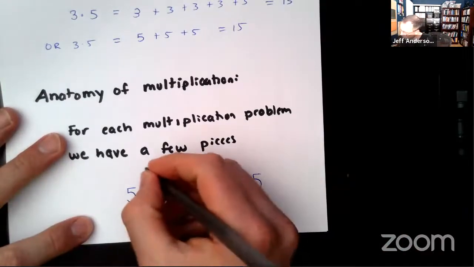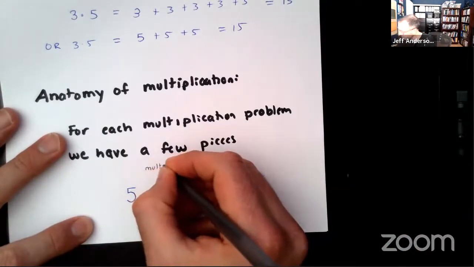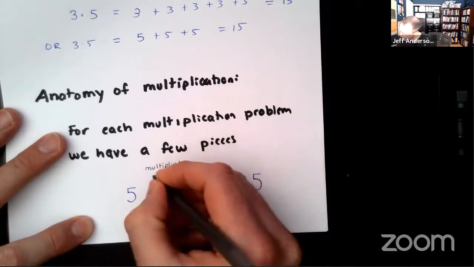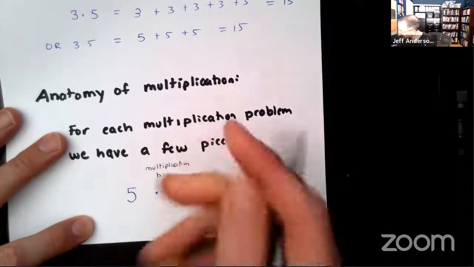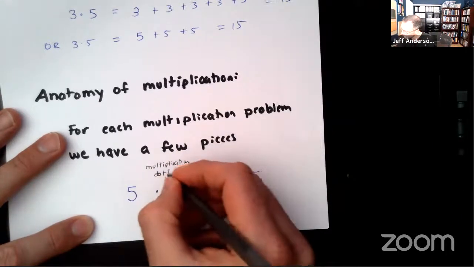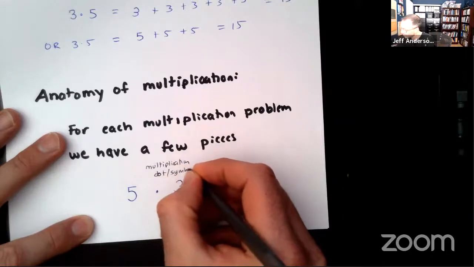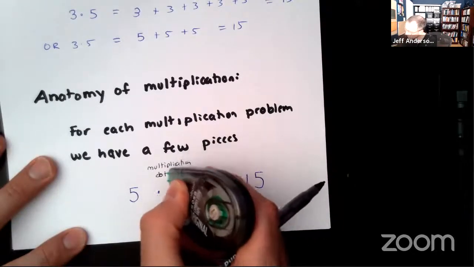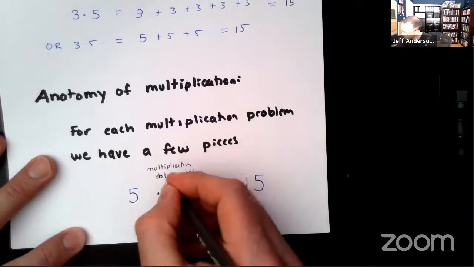This is what we call the multiplication symbol. You could also call this the multiplication dot, D-O-T, or symbol. Sometimes people use the times symbol depending on what you want. So you might call it the multiplication dot symbol. That's the thing right in the middle.